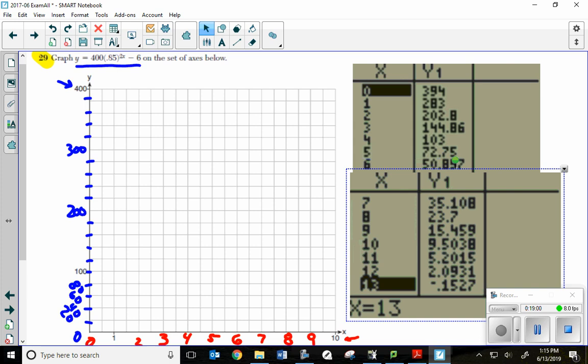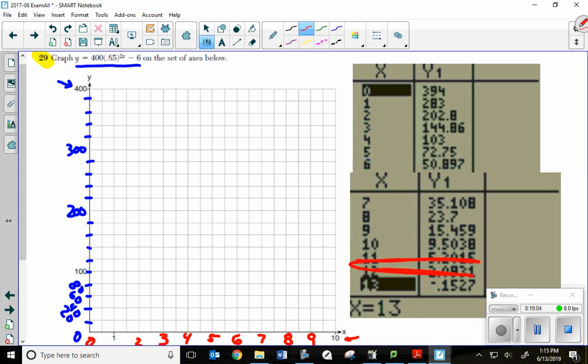Okay, bam. There we go. I don't care anything beyond 10. Okay, let's graph this bad boy, shall we? First one, 0 is 394. That is almost 400, so I go right about there.